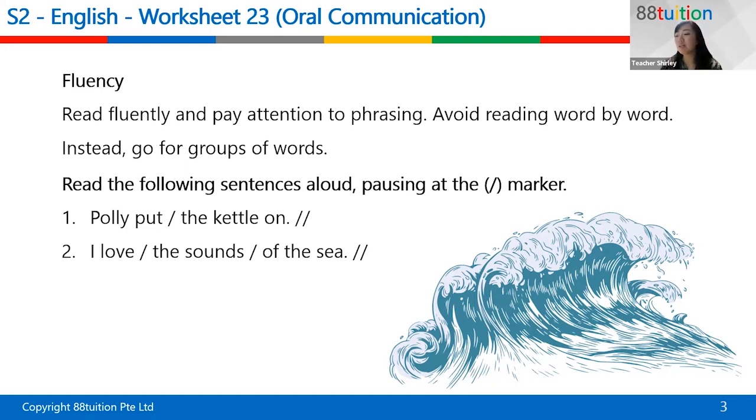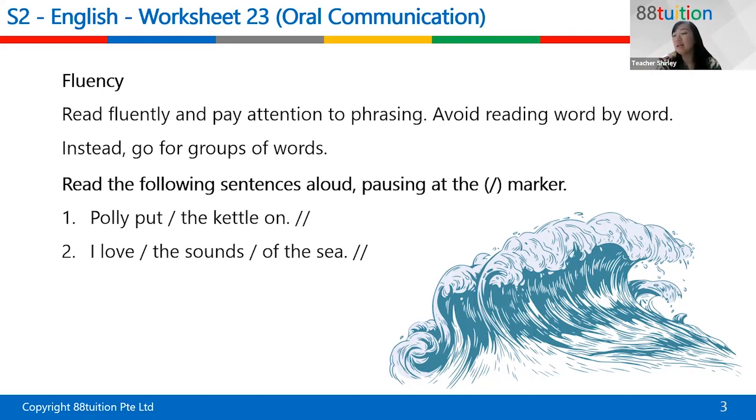So one example in the slides: Polly put the kettle on, right? So there's a pause in between. Polly, put the kettle on. You don't say it word for word, although I think those kindergarten students, when they sing this song, will sing word for word. But when reading it out as a sentence, you need to make sure you've placed appropriate pauses. So, Polly, put the kettle on.